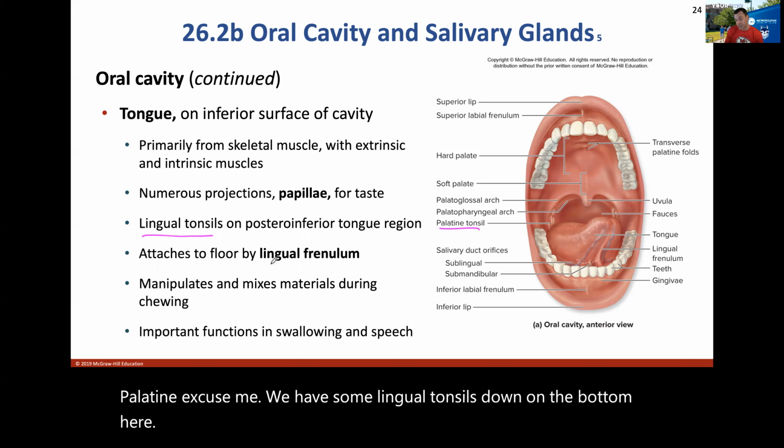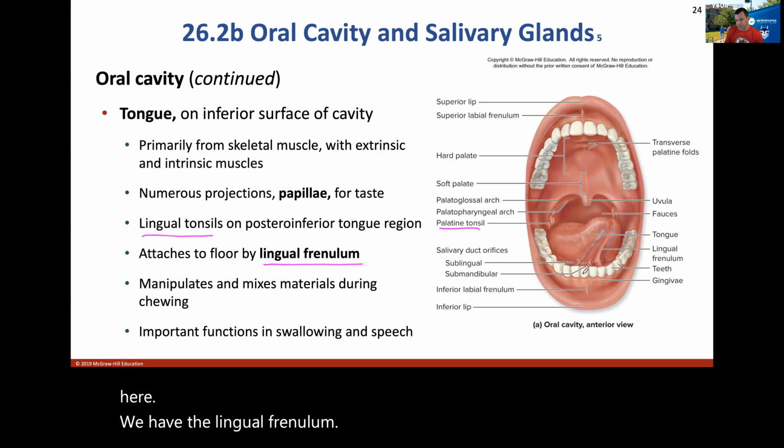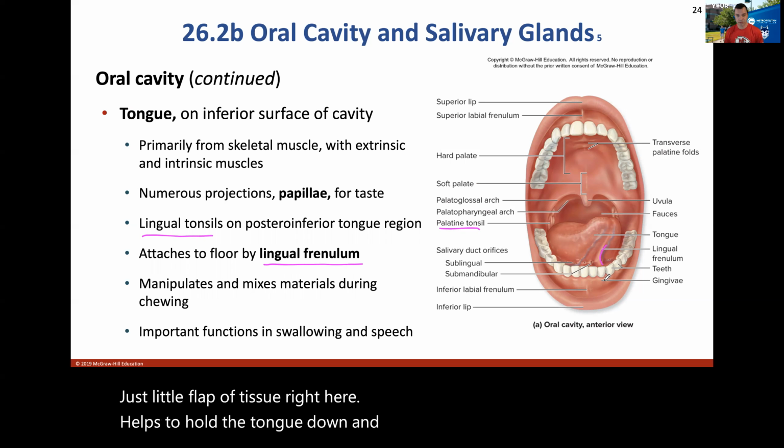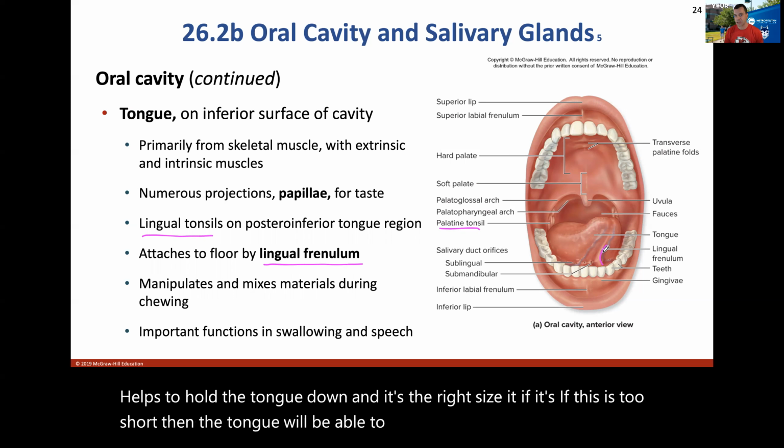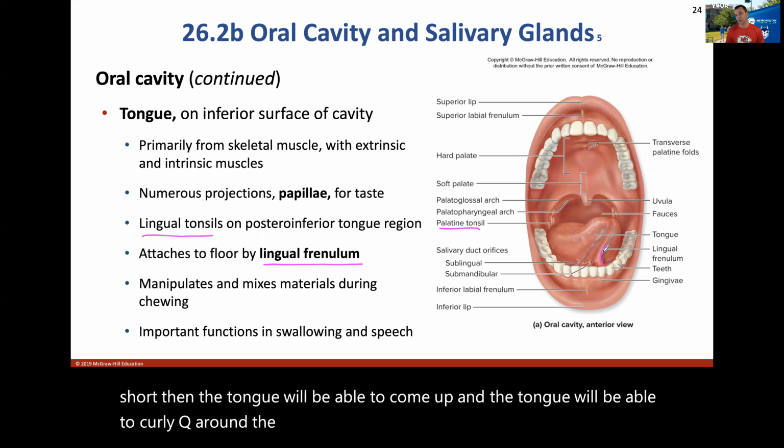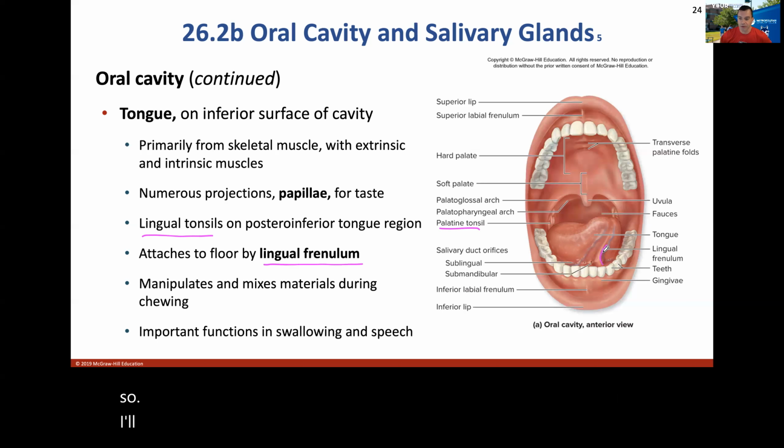We have the lingual frenulum. It's this little flap of tissue right here. Helps to hold the tongue down. And it's the right size. If this is too short, then the tongue won't be able to come up, and the tongue won't be able to curlicue around the nipple, and the baby won't be able to feed properly. So I'll go in and just slice it, snip it, help to elongate that nonsense.